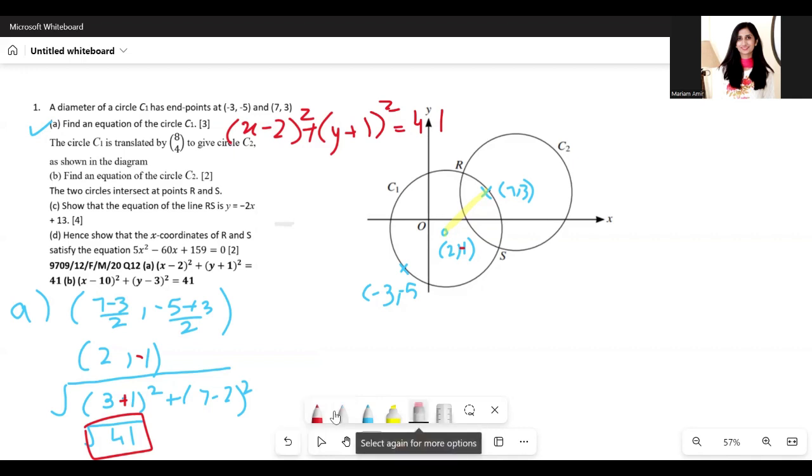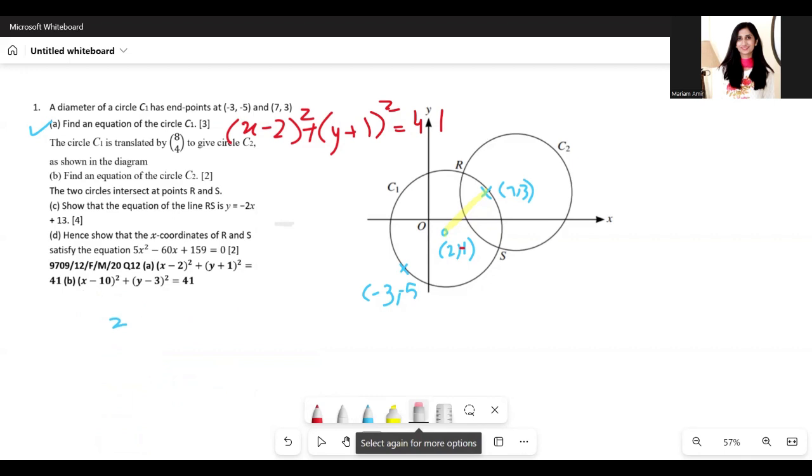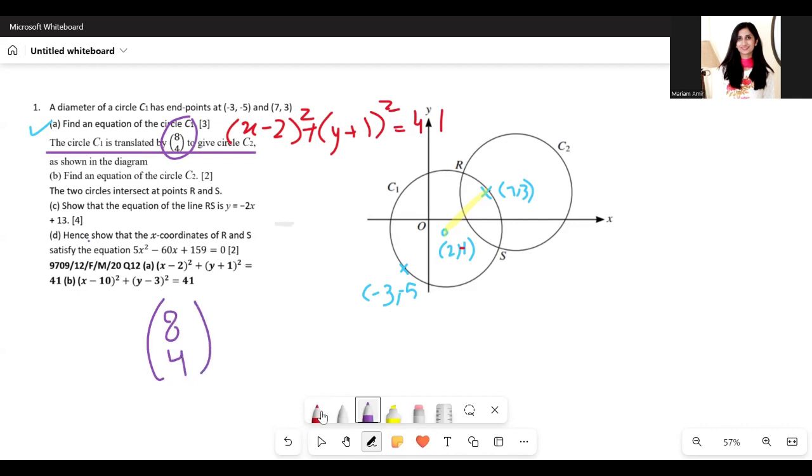Okay. I will need to clear this. Part B, find the equation of the circle C2. And what did they tell us about that? That the circle C1 is translated by vector 8, 4 to the circle C2. Okay. Now you've done this in transformation in O levels. If you recall what was translation. So translation by 8, 4 means that you move each point 8 units to the right and 4 units up.